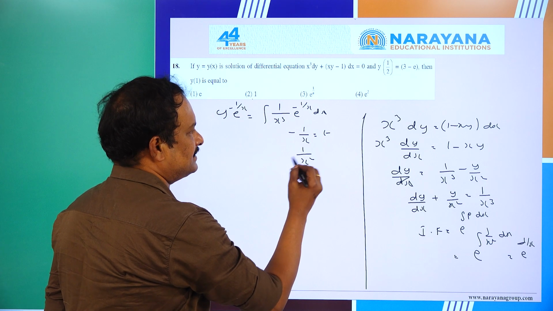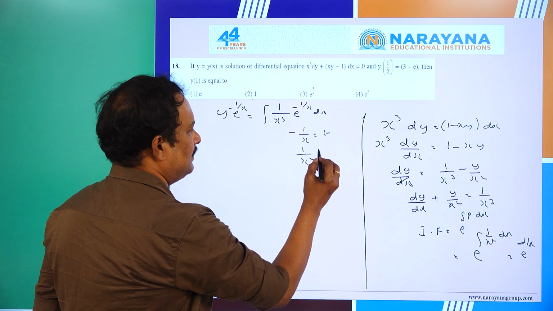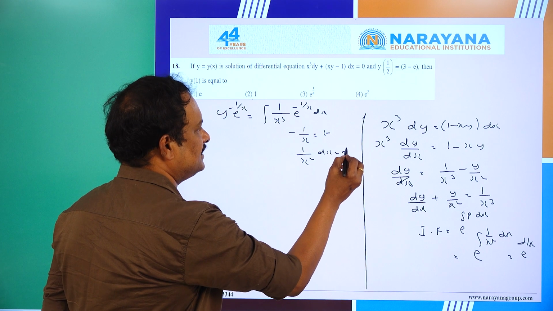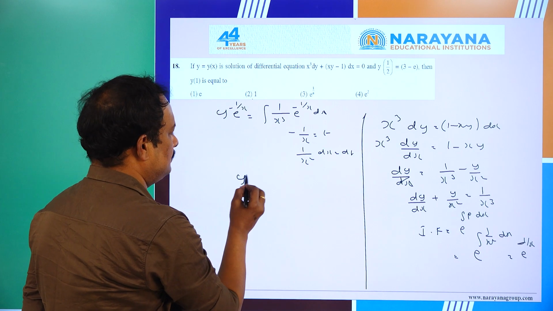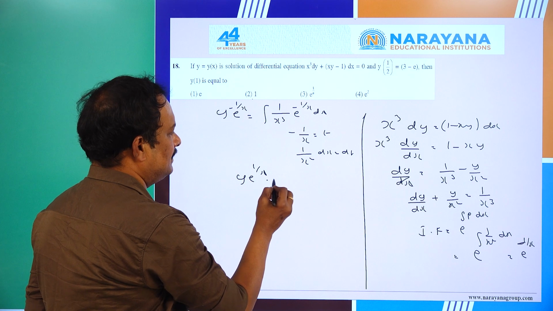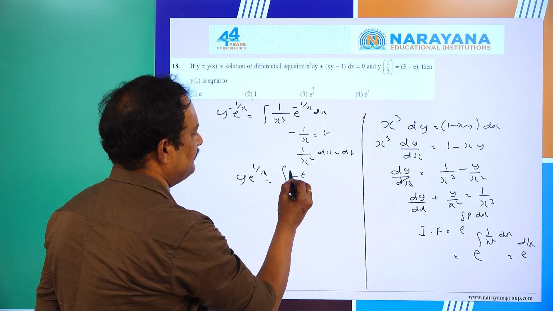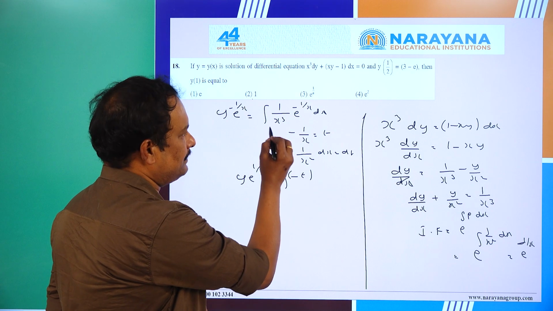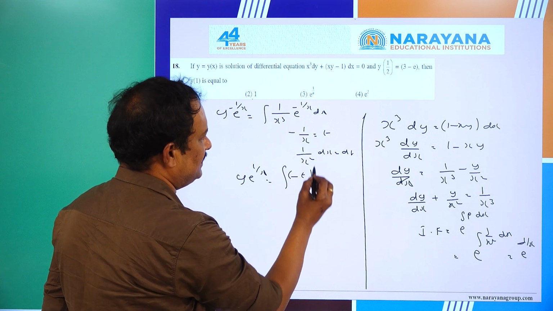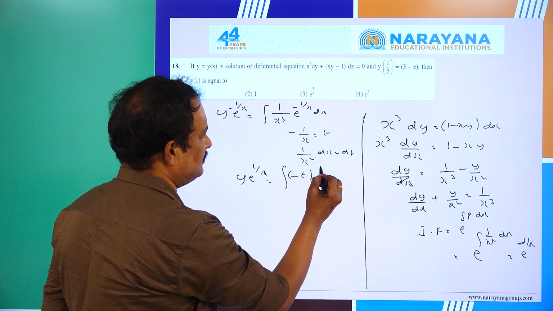Okay, 1 by x square. Then what is the value for this one? dx, and this is dt. So y into e power 1 by x, and here we have the 1 by x into 1 by x, which is minus t, because 1 by x cube can be written as 1 by x into 1 by x square. So 1 by x square dx is dt, and e power minus 1 by x is e power t.